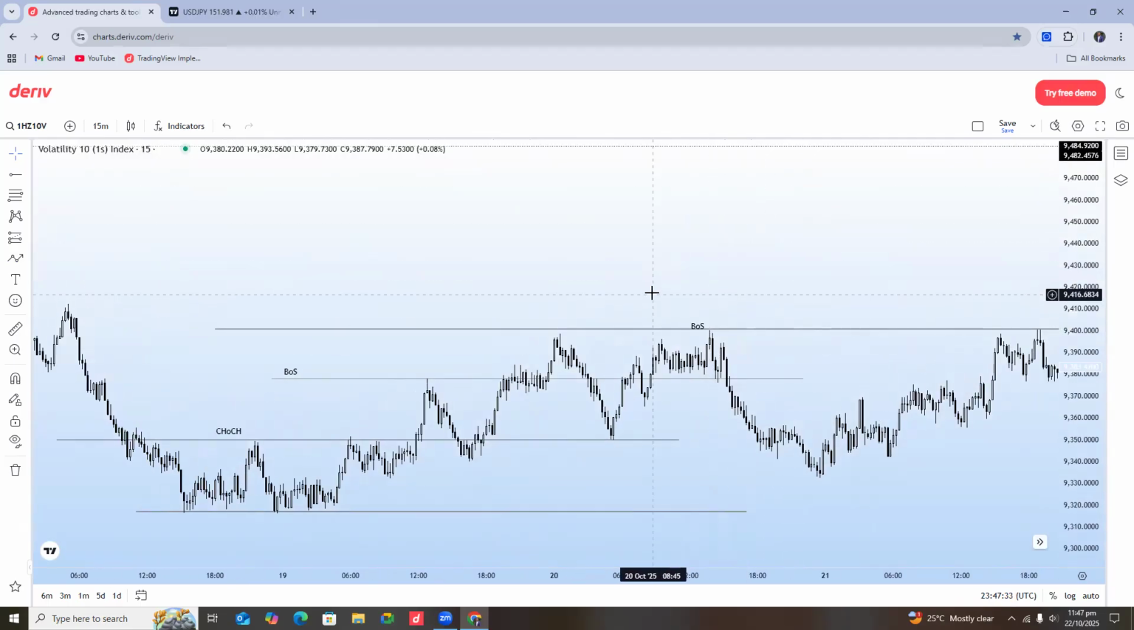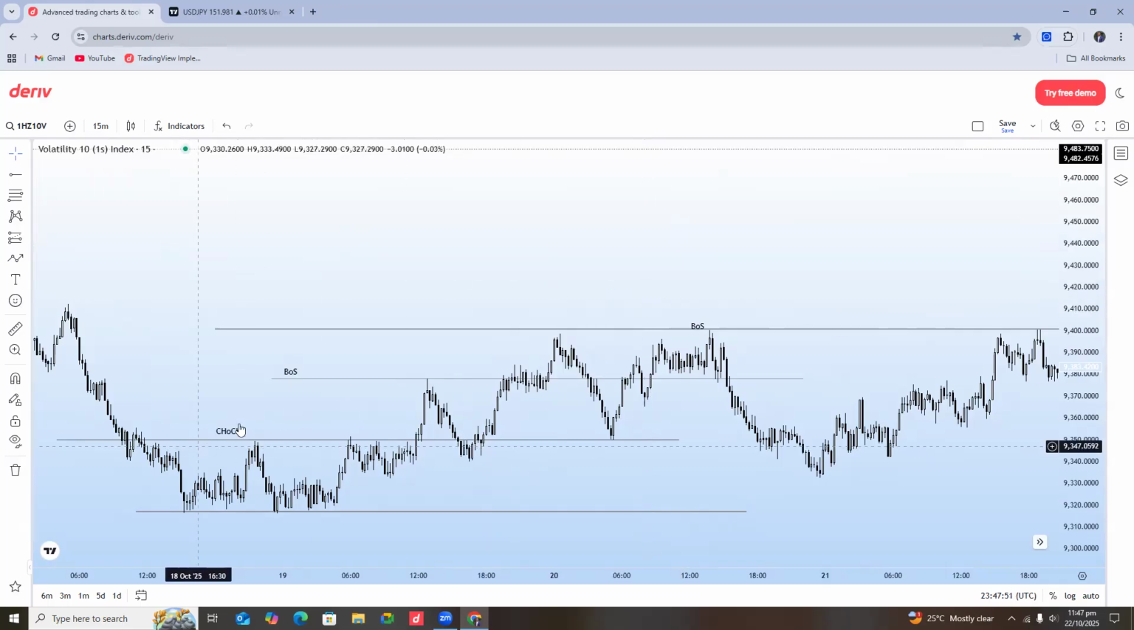So even the change of character can be one of the confirmations. I mentioned that there are three things you have to consider. The first one is identifying the structure. We are able to tell that it's an uptrend, right? Then you mark the levels.